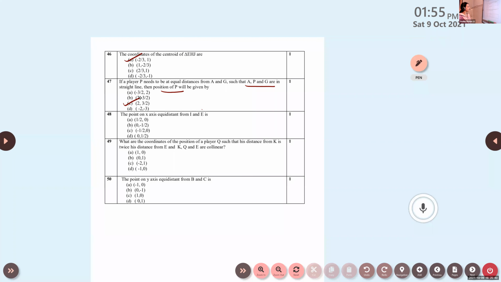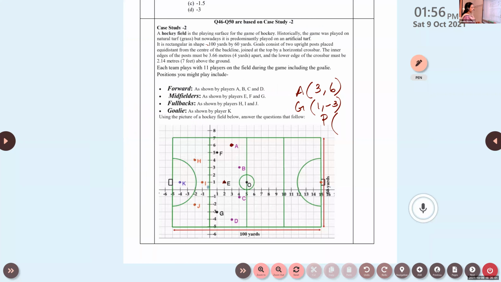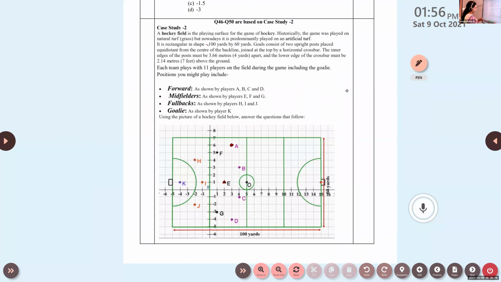Next one. Look at the next one, 48th question. The point on x-axis equidistant from I and E. The point on x-axis which is equidistant from I and E. It is not given as a straight line, but what is given about it? It is equidistant from E and I.